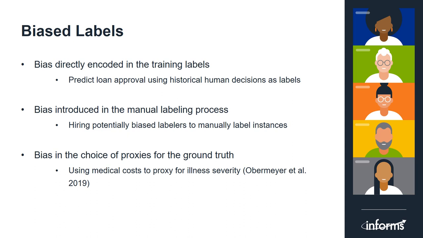Second, the biases may be introduced in the manual labeling process. In many machine learning tasks, labels are not directly available, and we may hire people, for example, from Amazon Mechanical Turk, to manually label some instances. In this case, the bias encoded in the labels depends on individual labelers.